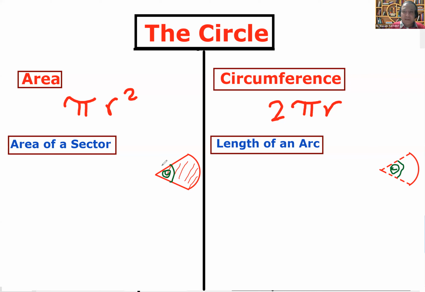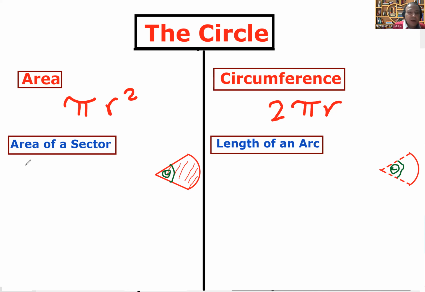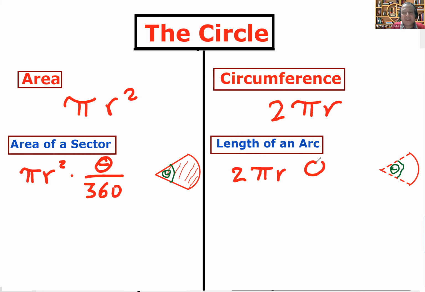Now, let's write the rule. It will be pi r square, it's exactly the same rule. Pi r square times the angle over 360. And here is the same rule, 2 pi r times the angle over 360. This is the fraction I took from the circumference, and this is the fraction I took from the area.